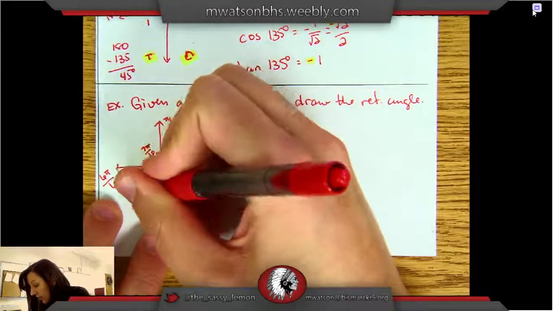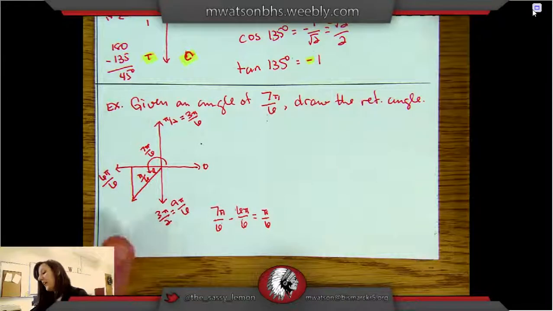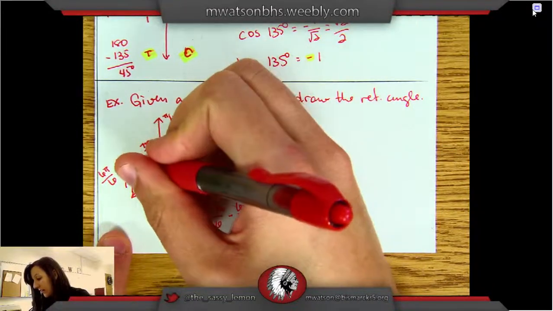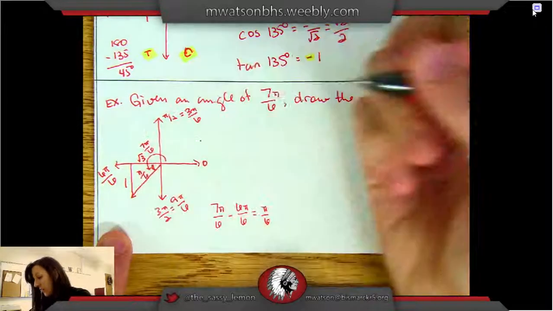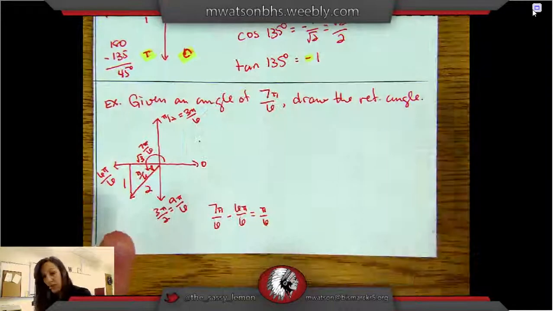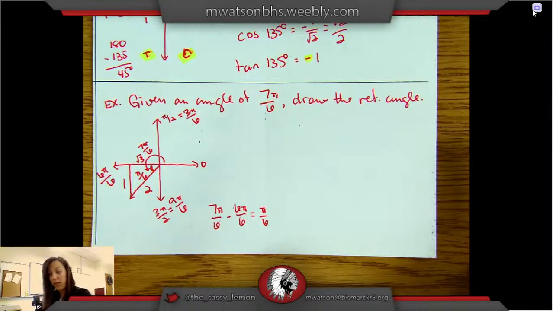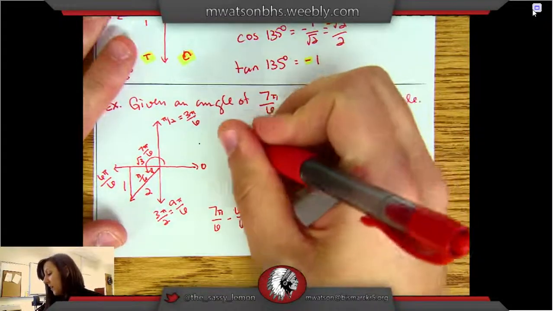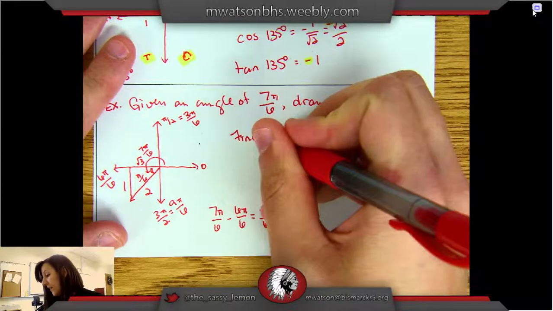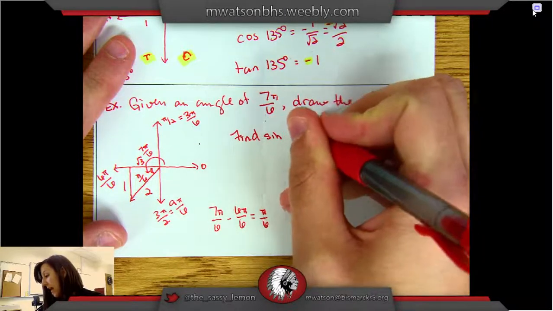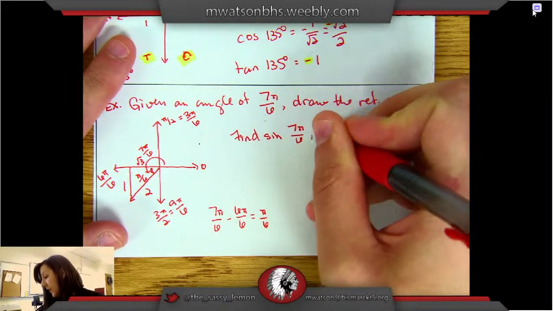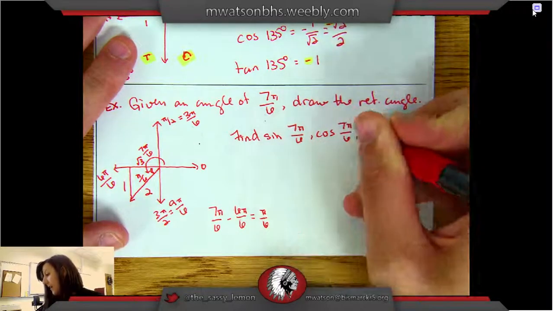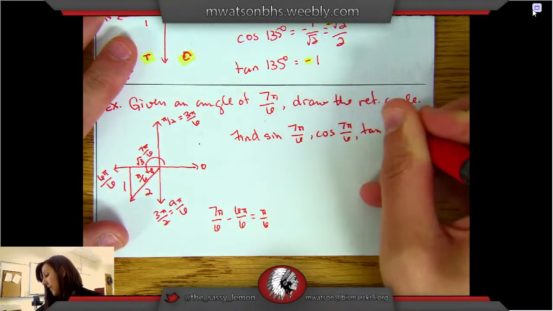So now we can draw a triangle. That's one of our special angles. We know across from pi over 6 is 1, and adjacent to it is the square root of 3, and our hypotenuse is 2. Should look pretty familiar. So now we're going to do the same as we did above. We're going to find sine of 7 pi over 6, cosine of 7 pi over 6, and tangent of 7 pi over 6.